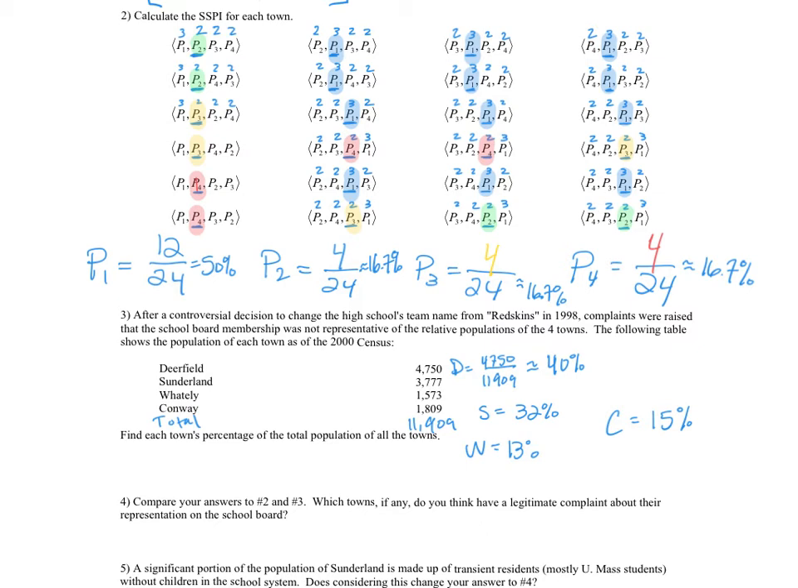Okay, so we want to compare our answers to number 2 and number 3. So number 2 is the percentage of power controlled by each town, and number 3 is the percent of population that each town has. So I'm going to rewrite these using the letters for the towns. This was Deerfield, Sunderland, Whately, and Conway.